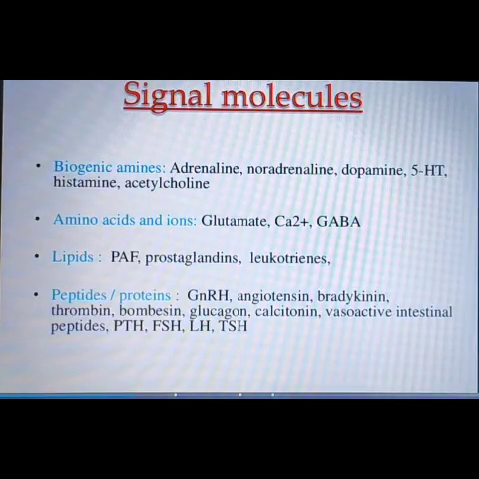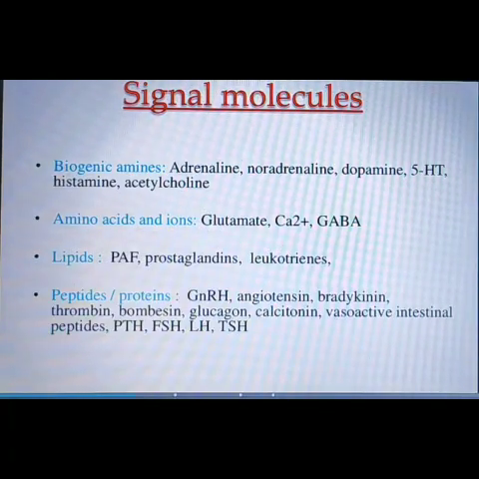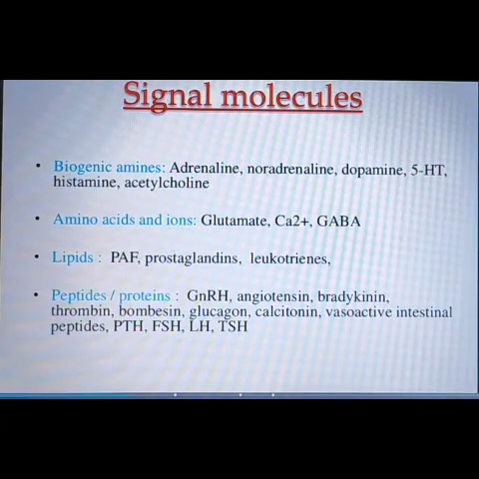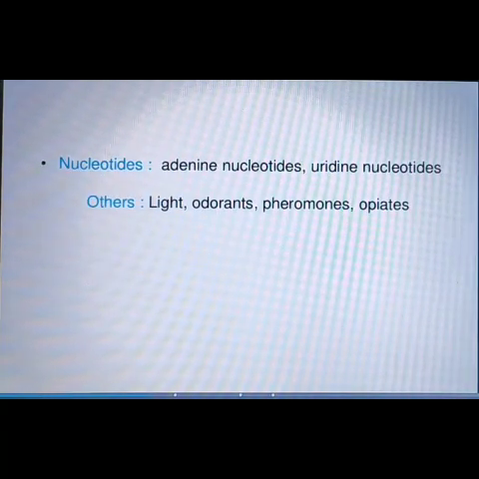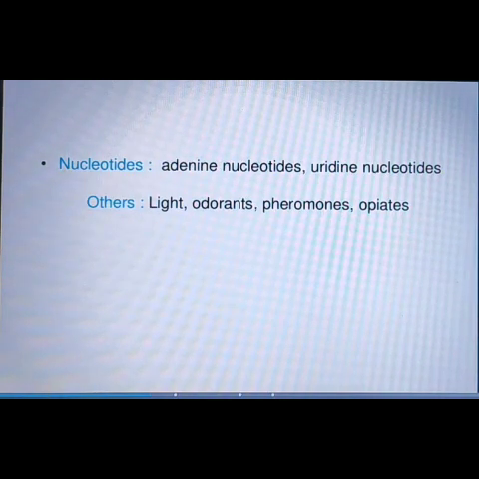Signal molecules: the first are biogenic amines. The second are amino acids and ions. The third are lipids, and the fourth are peptides or proteins. These are the signal molecules of G protein coupled receptors. Nucleotides and some other components can also be used.